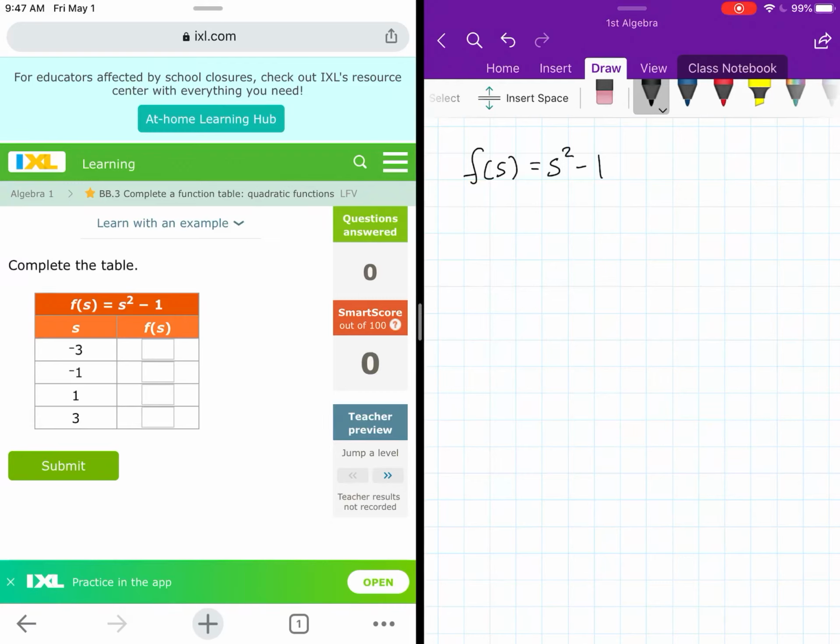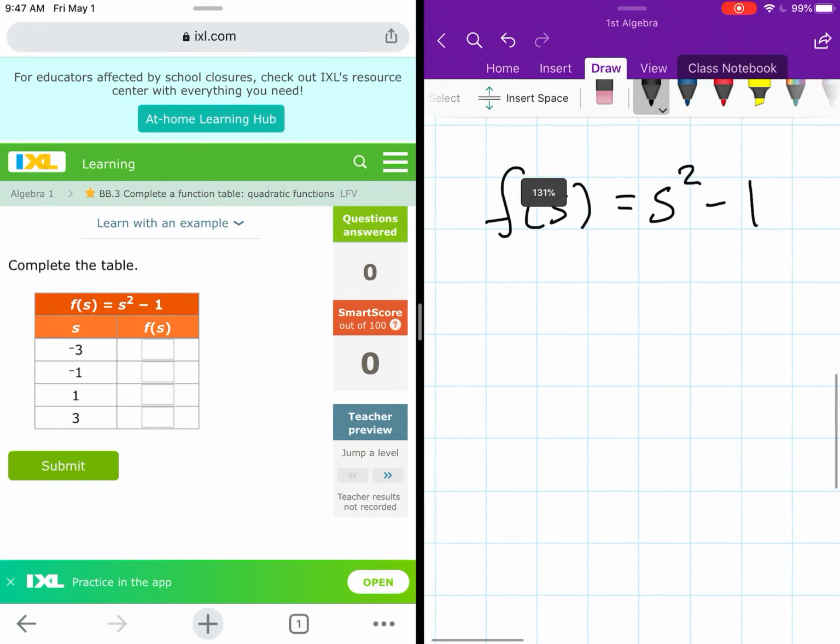So this is the next topic. This is BB.3, complete a function table, quadratic functions. I'm going to show you what to do really quickly here on the notes, and then we're going to head over to Mathway. We're going to be using that to calculate all our numbers to complete the tables here.